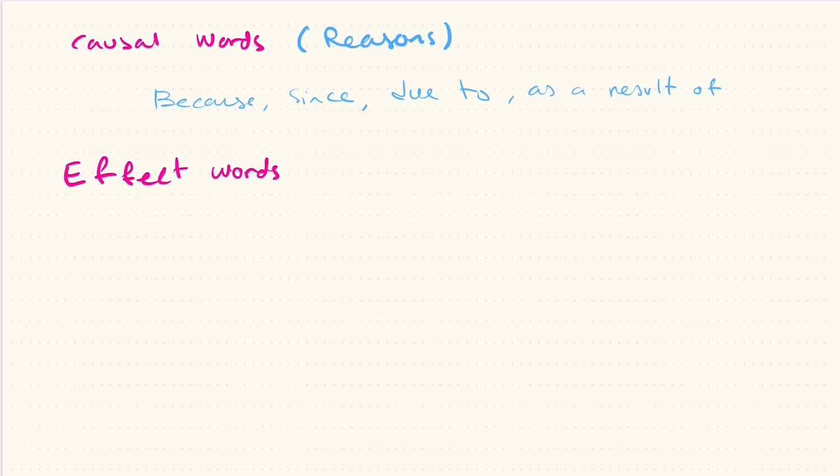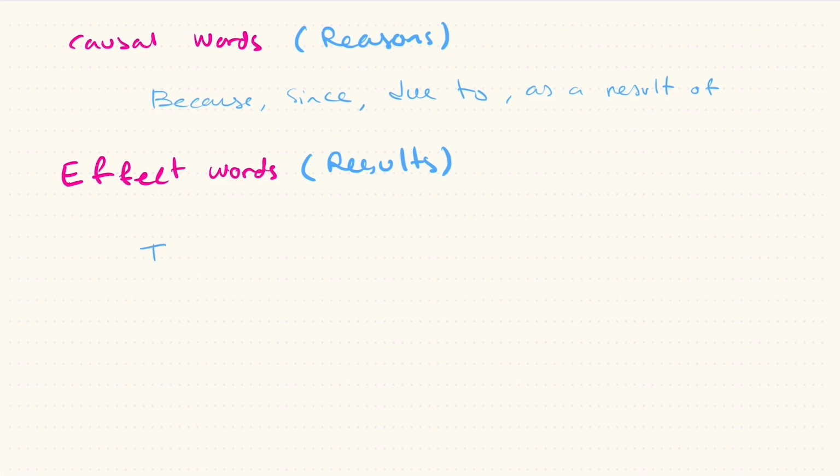There's another form that is the effect words. When we are transitioning into the effects or results, that's when we want to use these words. And what are these words? Words such as therefore, thus, consequently, hence, for example, is another one, and so on and so forth. We don't want to talk about all of them, but these are the most popular ones.